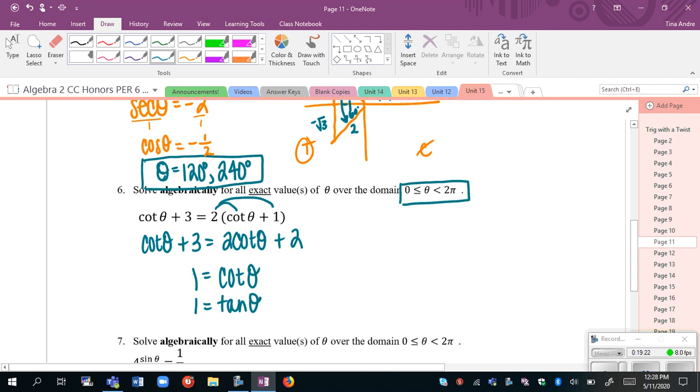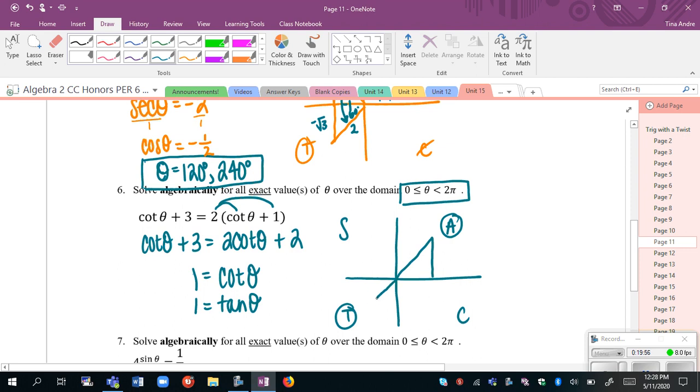So now again, you're thinking about your opposite over your adjacent instead of your adjacent over your opposite. It doesn't really matter. You could solve this first one, it's totally up to you. I always just like to get it back to one of our sine, cosine, or tangent. So now I'm thinking about All Students Take Calculus. I'm looking at where it's positive, so where tangent is positive. Cotangent is also positive where tangent is positive, so just keep that in mind. It wouldn't change your answer.